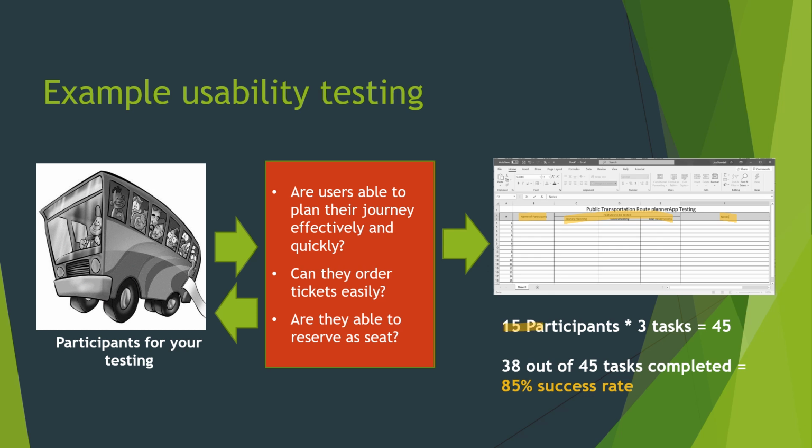And then next, we would calculate the success rate. Again, we've got 15 participants and 3 tasks. That means 45 tasks in total. We go through and jot down whether the task was successfully done by the participant, and note if it wasn't. And then we do our calculations. For instance, 38 out of the 45 tasks were completed successfully, which gives us an 85% success rate.